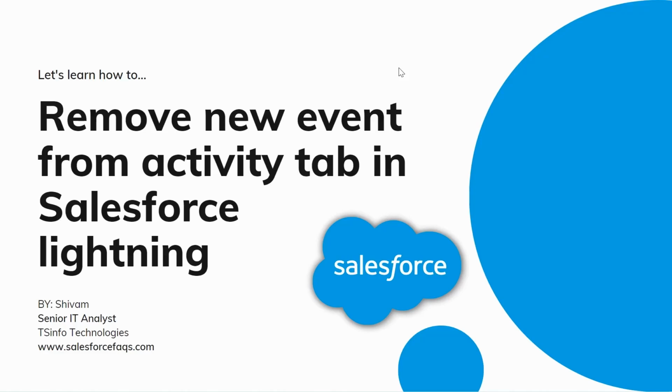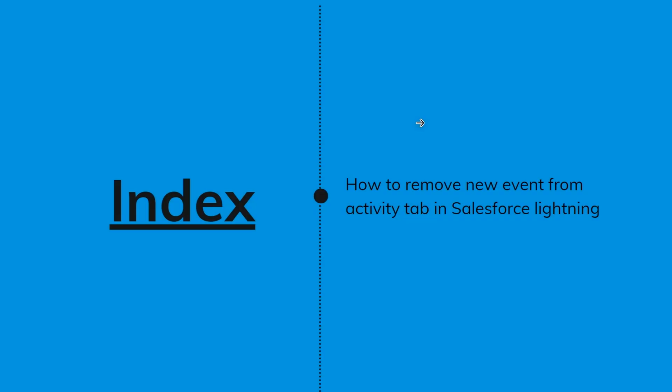In this video tutorial, we will understand how we can remove a new event from the Activity tab in Salesforce Lightning. So in this whole video tutorial, we will discuss the steps that we can follow to remove the new event element from the Activity tab in Salesforce Lightning.